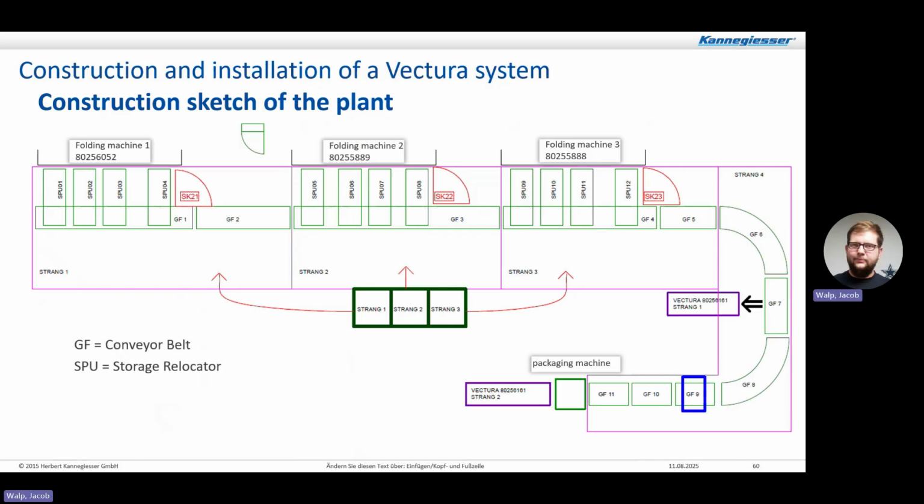Here's a sketch plan. This will be at the beginning of your Vectura cabinet schematics, showing you a breakdown of your layout, showing your GFs, which are your conveyors, and your SPUs, along with which folding machine is where. And then you have your purple boxes showing string 1, string 2, string 3. Those are your safety strings. So in string 1, you have SPU 1, 2, 3, 4, and conveyors 1 and 2 in safety string 1. And down on the bottom, it shows a packing machine, and then down to pack out.